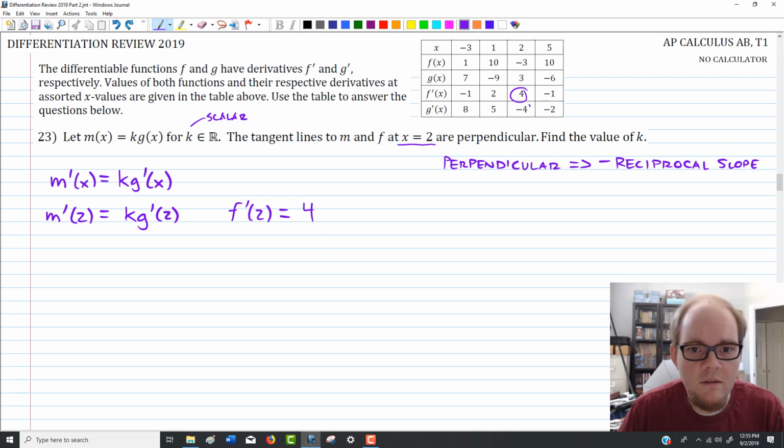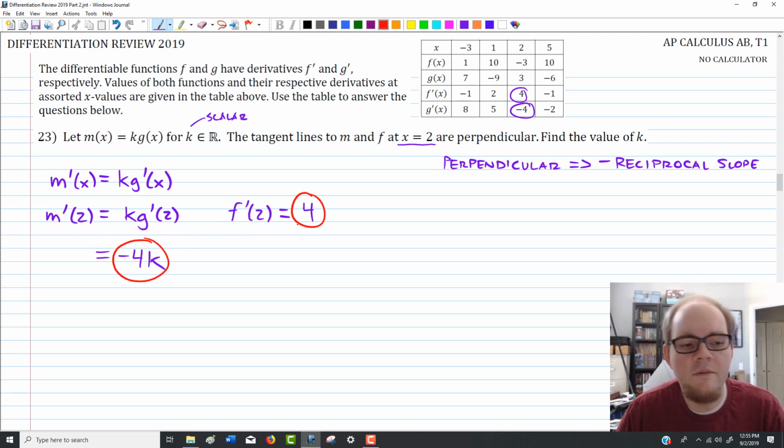And in fact, who am I to say? We have g prime of 2 is negative 4, so actually m prime of negative 2 is negative 4k. Like a really angry advanced television. Negative 4k. So with that, these two numbers, let's do it this way. This and this have to be negative reciprocals of one another. So we need to figure out what that's going to be.